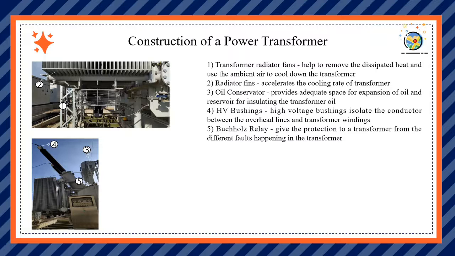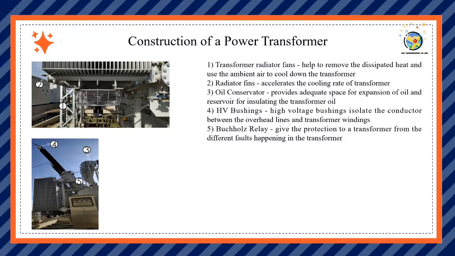Next is the construction from the outside of the power transformer, where number one is the transformer radiator fans. It helps to remove the dissipated heat and uses the ambient air to cool down the transformer. And number two is the radiator fin. It is used to accelerate the cooling rate of the transformer. And number three is the oil conservator. It provides adequate space for expansion of oil and is used as the reservoir for the insulating transformer oil.